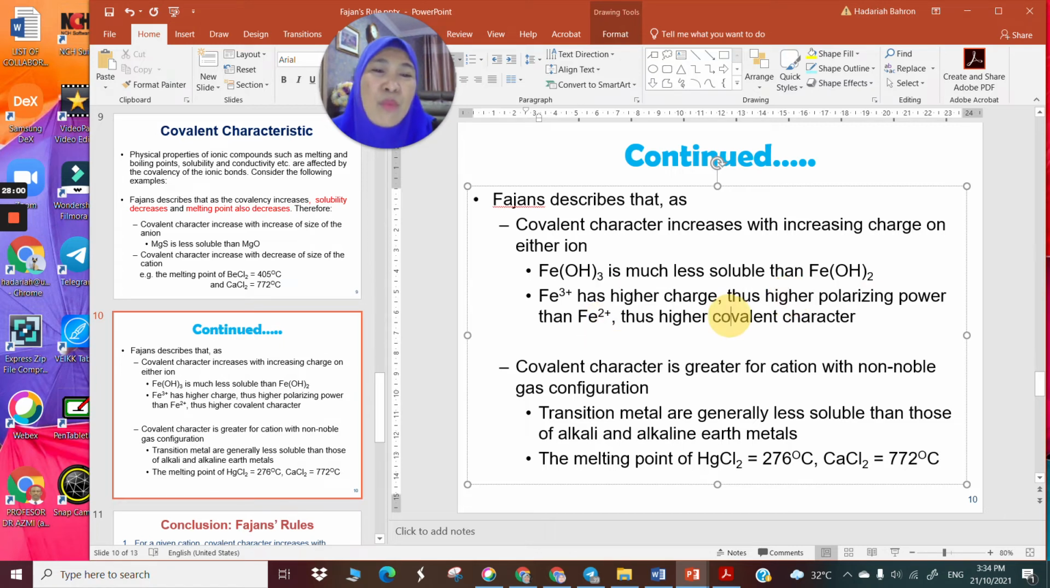That means it has more covalent character. So more covalent character means it is less soluble in water, and we're talking about solubility in water here. Another thing that Fajans described is that covalent character is greater for cations with a non-noble gas configuration. As I was explaining earlier, the non-noble gas configuration actually refers to transition metals. So transition metals are generally less soluble than alkali or alkaline earth metals.